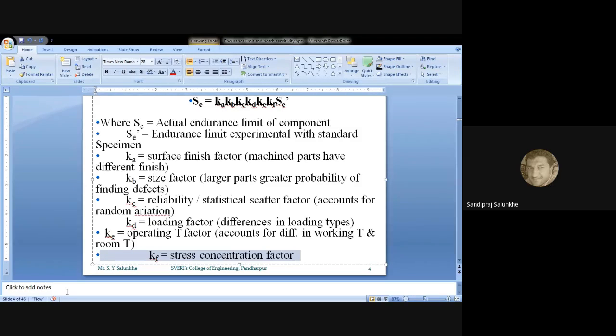But the stress concentration cannot be visible actually. That's why we are going to do all these things.